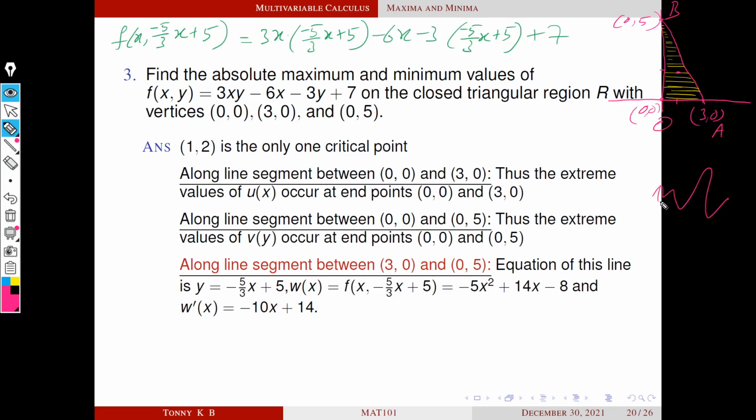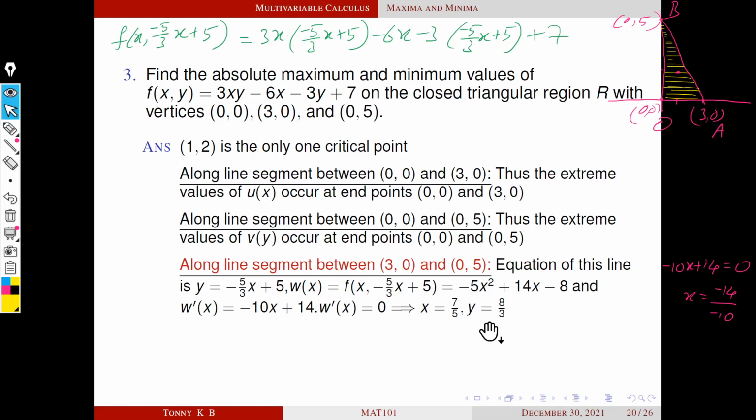So we have to find the possible extreme points. Okay, so we simply differentiate it and equate to 0 to find the possible maxima and minima points from the surface. So you take the derivative, that is w dash of x is equal to minus 10x plus 14. Then equating to 0, that means minus 10x plus 14 equal to 0. So x is equal to 14 by 10, that is nothing but 7 by 5.